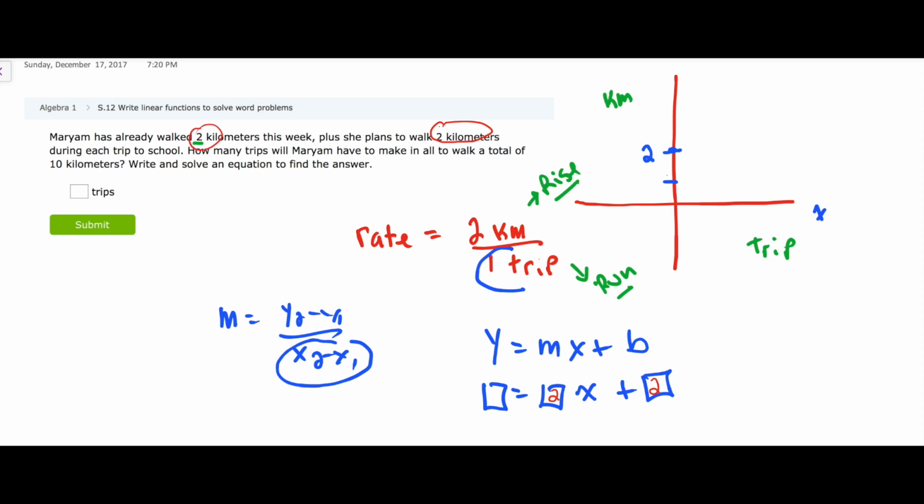But what this equation is supposed to give us is total kilometers. So this is total kilometers, and 10 kilometers goes here. So for this particular problem, we're going to solve for x with this setup. So now you have to solve it. 10 equals 2x plus 2, minus 2. 8 equals 2x, divided by 2, divided by 2. x equals 4. Is that right?